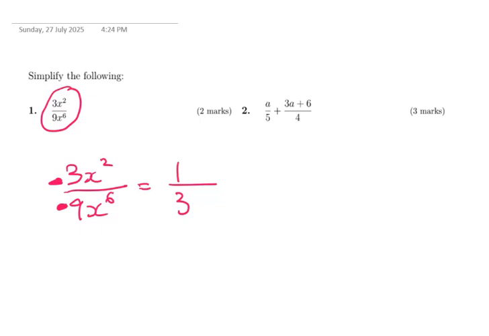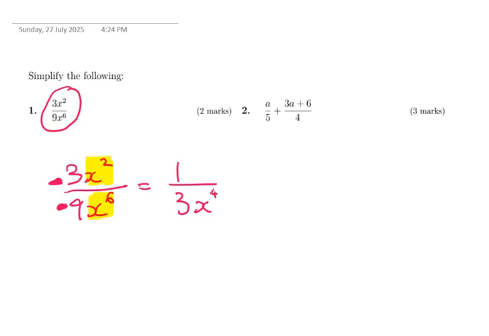And then looking at the x terms, we've got x squared here, and we've got x to the power of 6 here. That means that we end up with x to the power of 4 in the denominator. Okay, I'm not going to go through why that is, because if you want that, then go watch one of my Year 9 revision videos, but that should be your final answer.